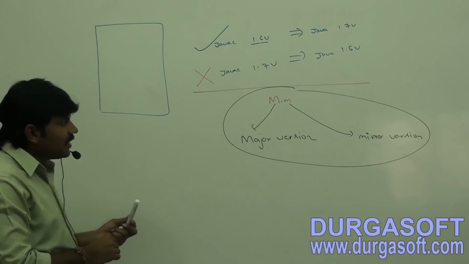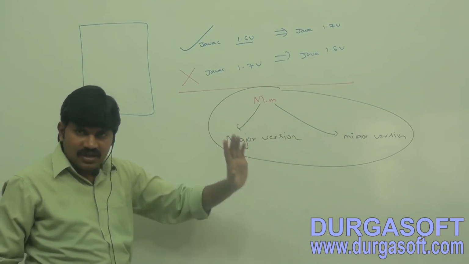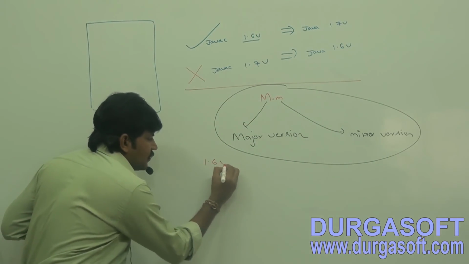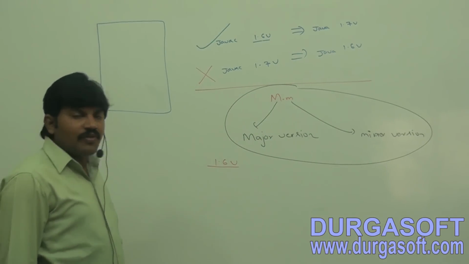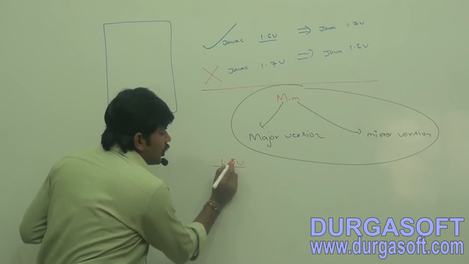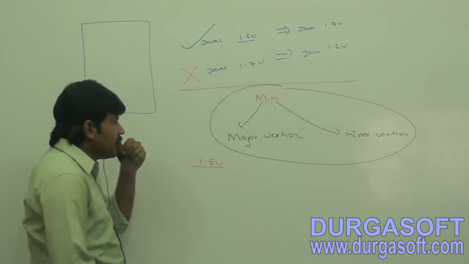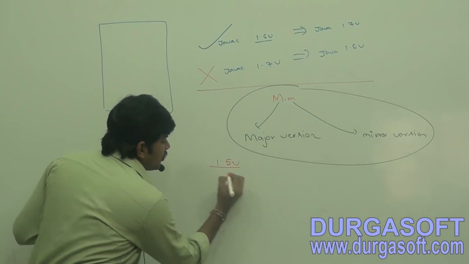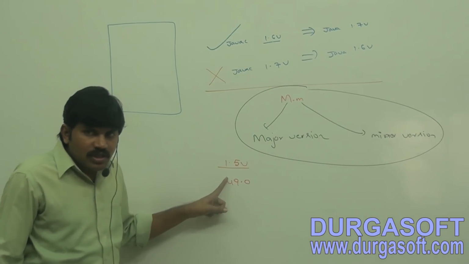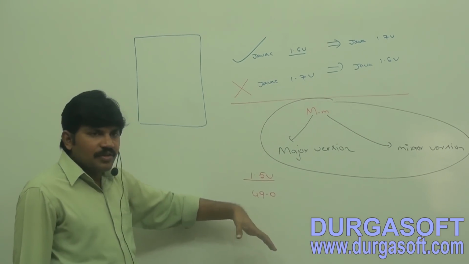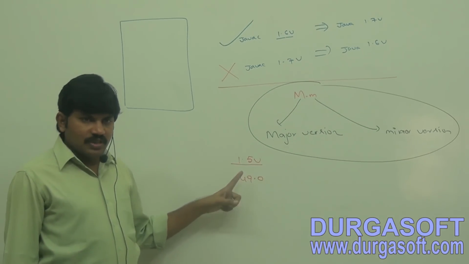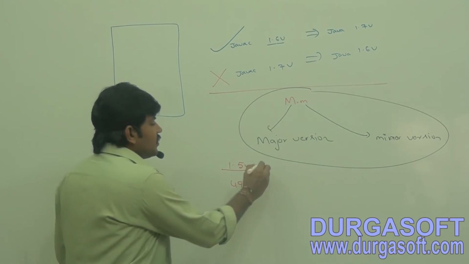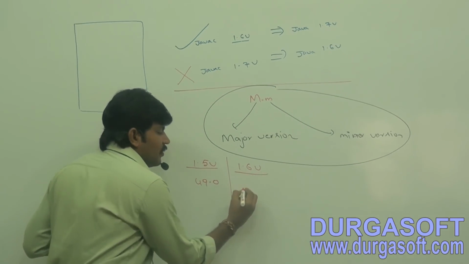Now, sir, here take very special care: major version and minor version. If it is the 1.5 version, the value of the major version should be 49. That is 49.0: minor version 0, major version 49. Sir, if in the .class file I see 49.0, this is a .class file generated by which compiler? The 1.5 version compiler. Sir, for the 1.6 version compiler it is 50.0.